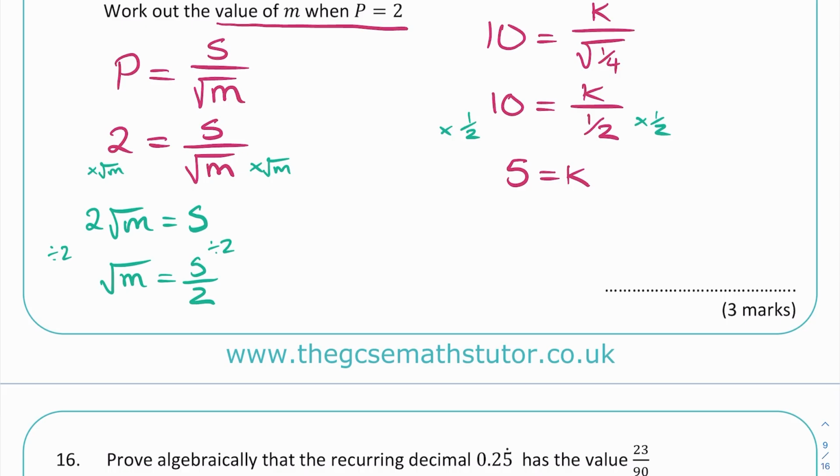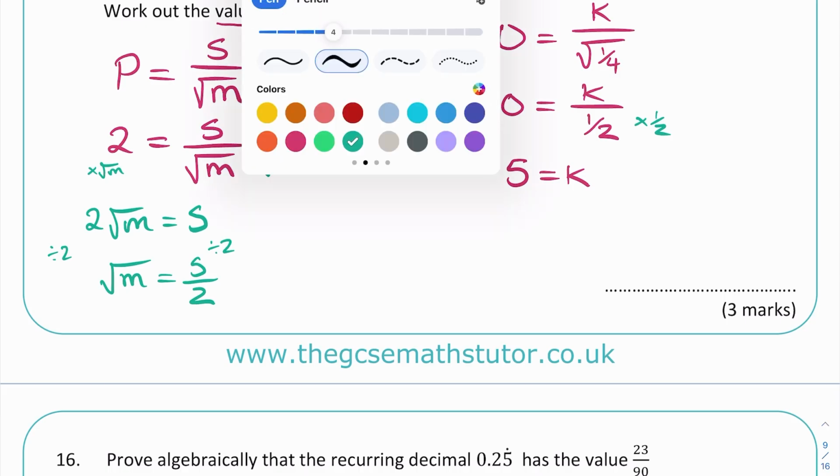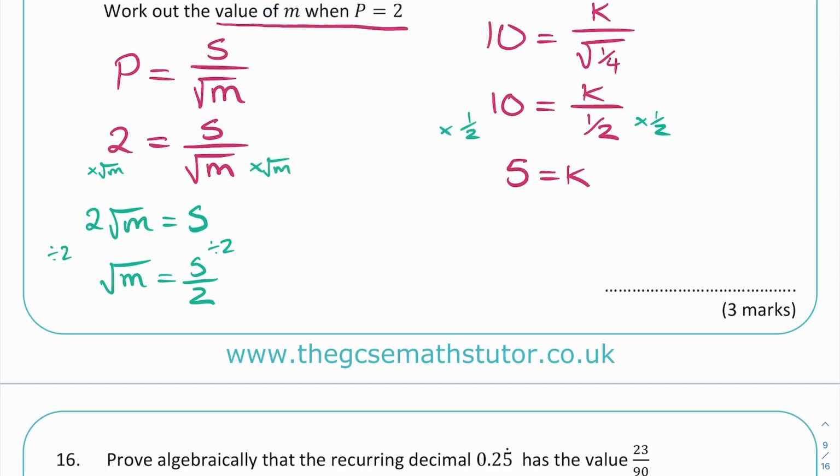You could write that as 2.5, but I can already see the next step now is obviously to undo this square root just here. And to undo a square root, I want to square both sides. So if I square both sides, I would get m is equal to 5 over 2 squared. And if we square both of those, we get 25 over 4.